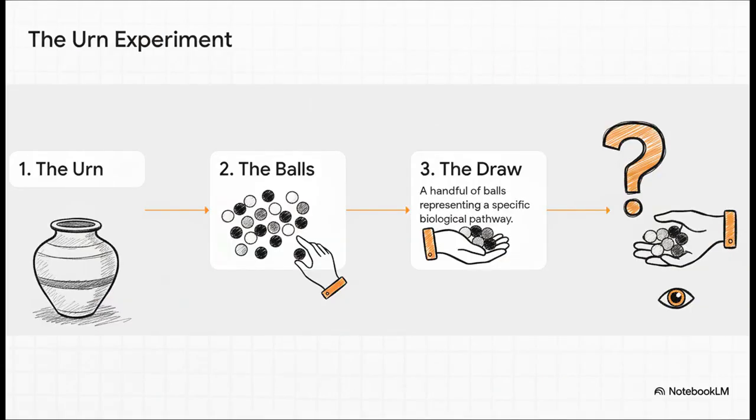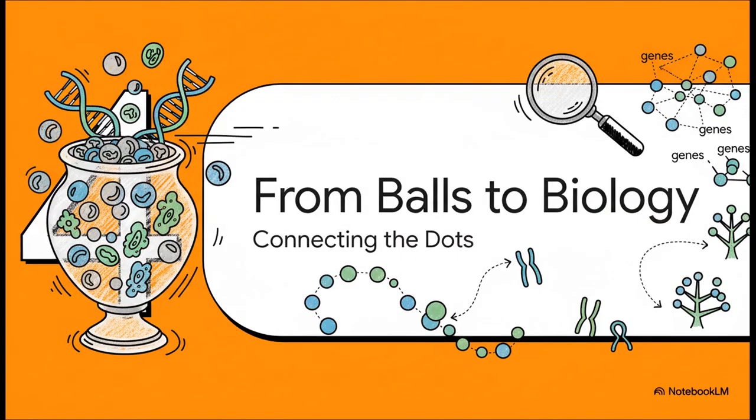Okay, let's play. First, the urn itself represents every single gene you measured in your experiment, the whole shebang. Second, inside that urn, you've got balls of two different colors. Let's say white balls are your significant genes, and black balls are all the others. Third, you're going to reach in without looking and pull out a handful of balls. That handful represents all the genes known to be in one specific biological pathway. And finally, the big question. You open your hand. Did you end up with way more white balls than you should have, just by dumb luck?